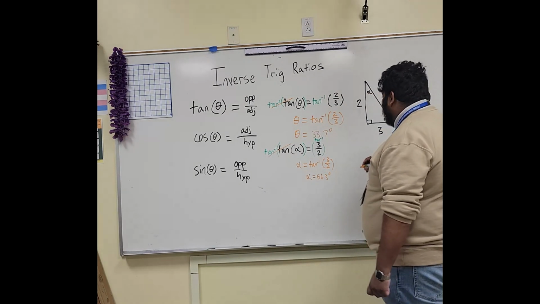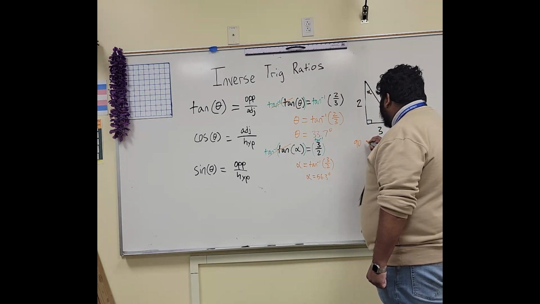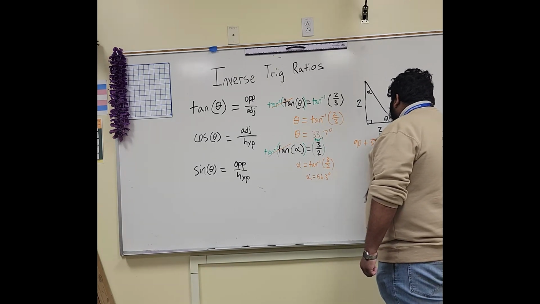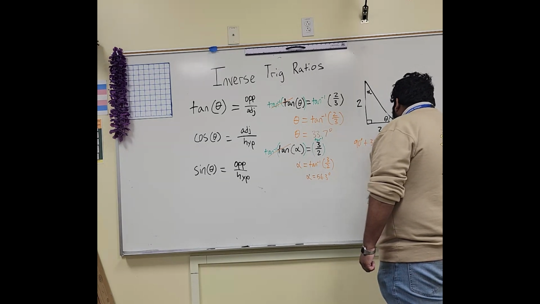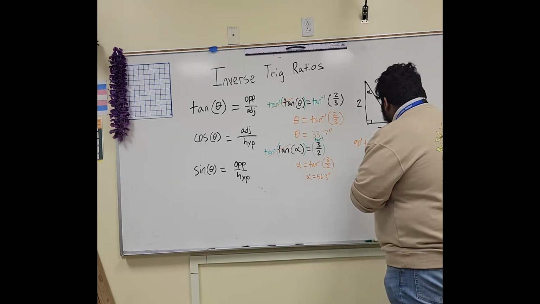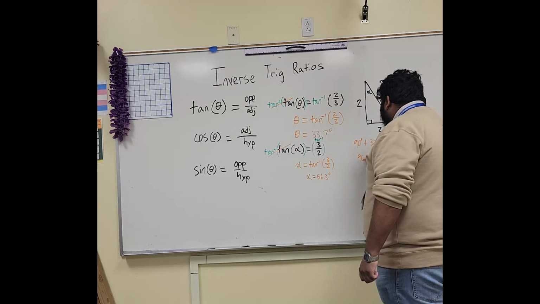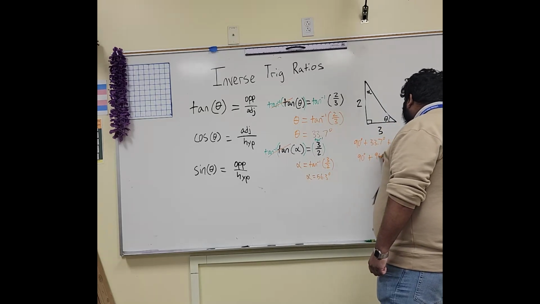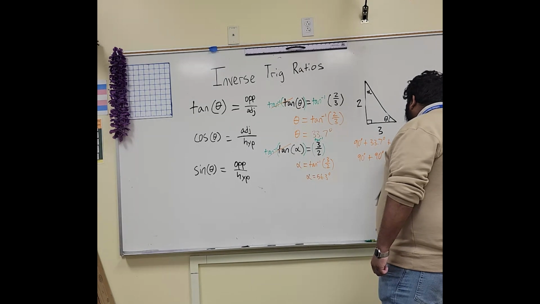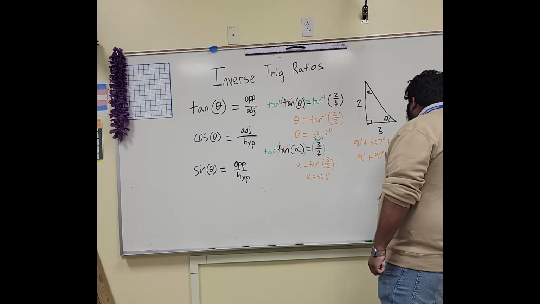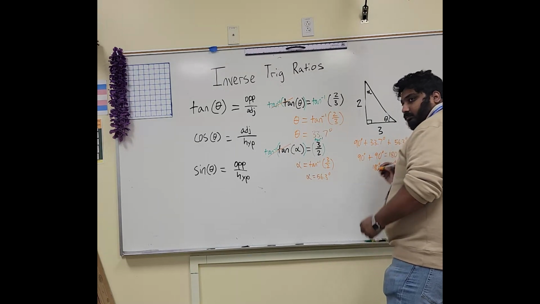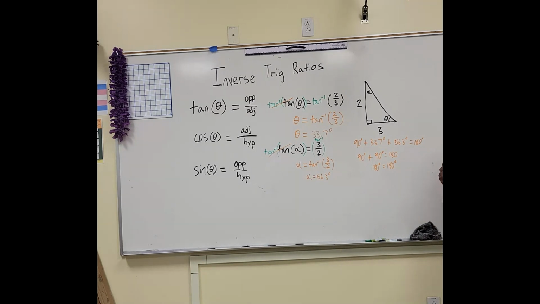And just to do some double checking, we have our 90 degrees from a right angle. We're going to add 33.7 degrees, and we're going to add our 56.3 degrees. This is 90 over here, and this is also 90 over here, which means it does in fact equal 180. I'm just going to leave this up on the board if anyone wants to copy it down.